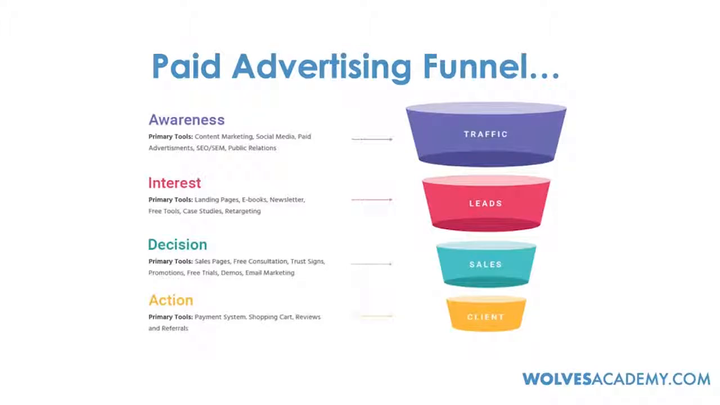So the decision, step number 3: sales pages, free consultation, trust signs, promotions, free trials, demos, email marketing, and so forth. In this specific one, we're talking about the affiliate sales page. That's the sales page that they give you as an affiliate. So that's essentially the drive-through, right? They're going to go through the drive-through, and then we need to go ahead and convert them to a sale.